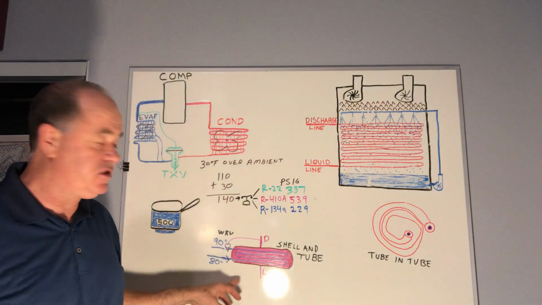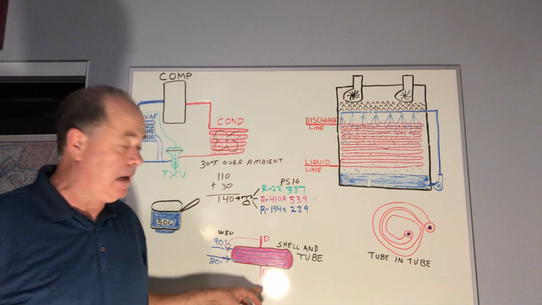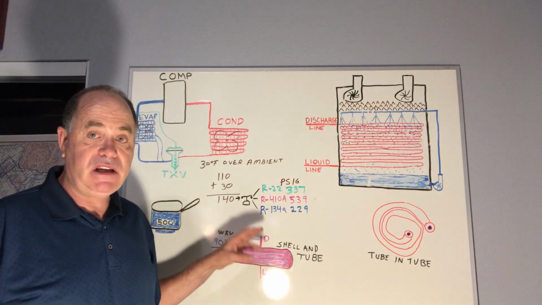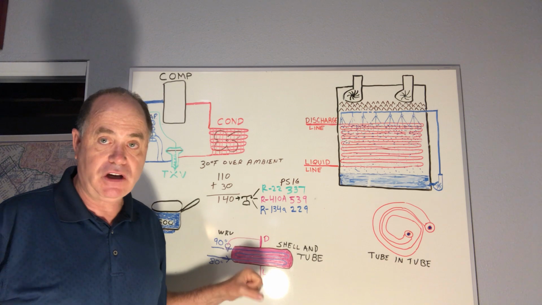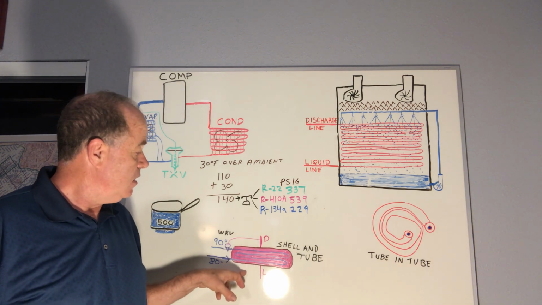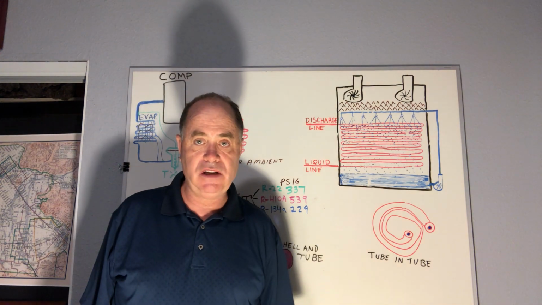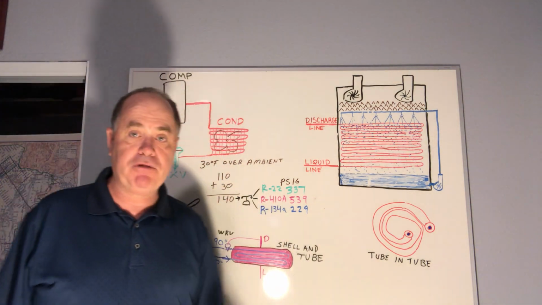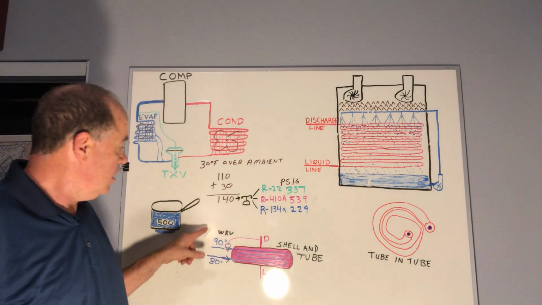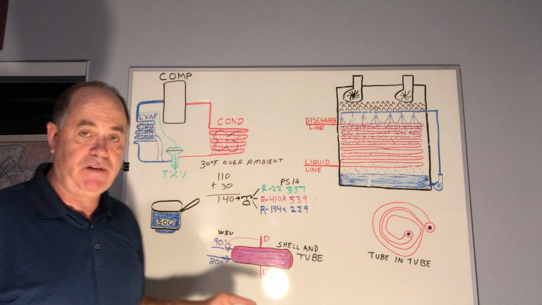The shell and tube condenser is really for large applications into the hundreds and even thousands of tons capacity. And we also have the shell and coil condenser. Now, how do we regulate head pressure on these? A lot of times we have a water regulating valve.